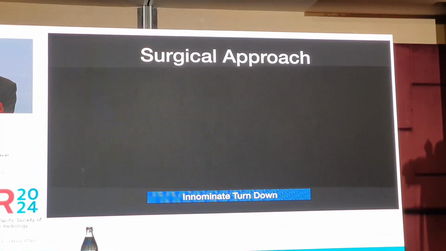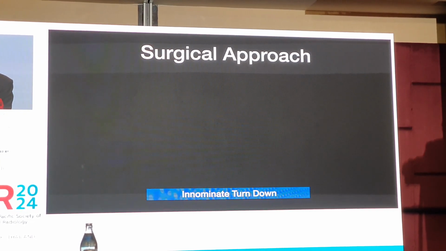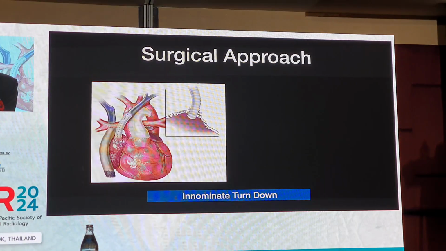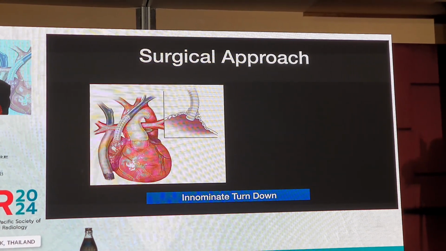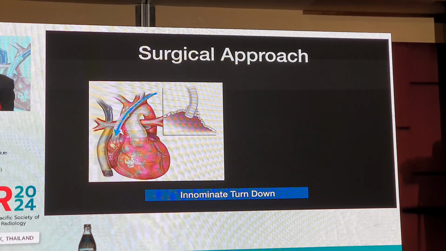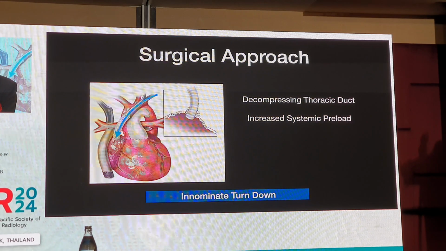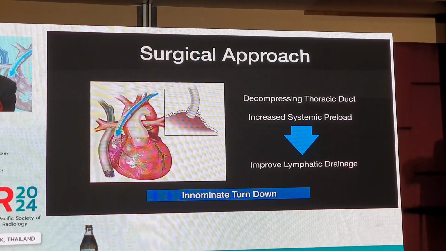And there is a surgical approach. Some people think it may be the holy grail for the post-Fontan patient, because they decompress the left innominate vein into the heart. The procedure is called the innominate turn-down. So it will decompress the thoracic duct and improve the lymphatic drainage.